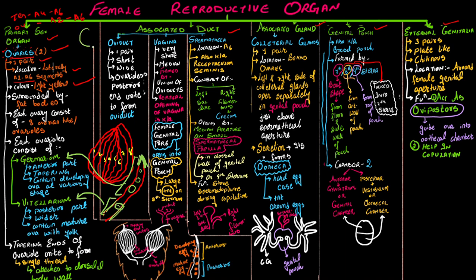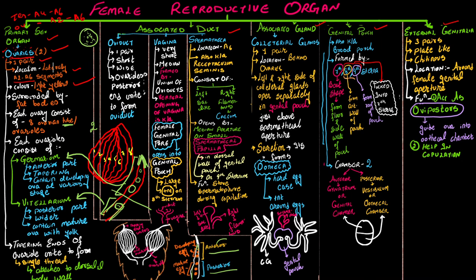So if this is your ova, inside the ova what is present? Yolk is present. Repeating myself again. How many ovaries do we have? 2 ovaries we have. In each ovary, how many ovarioles do we have? What is an ovariole? It is nothing but an ovarian tube. Each ovary has 8 ovarioles. Each ovariole consists of two parts. One we call germarium, which is the anterior part, and the posterior part we call vitellarium. Anterior part has the tapering end and the posterior is wider. Anterior consists of developing gamete, developing ova. Posterior consists of mature ova which has yolk inside it.